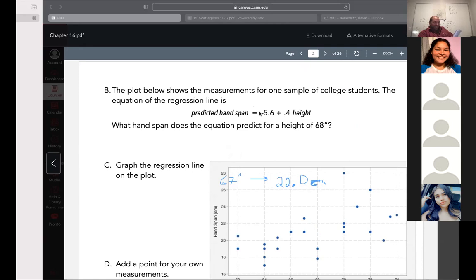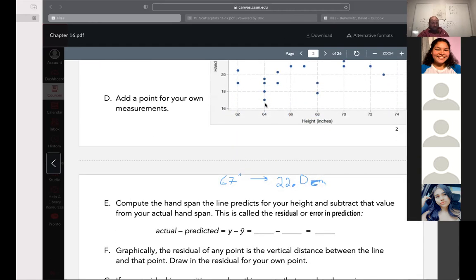what would be your predicted hand span for a height of 67 inches? What does the equation give us? Let's do the math. What is the predicted hand span for a 67-inch person? 21.2. And I had someone in chat say 21.6, but no, 21.6 is for a 68-inch person. For a 67-inch person, it should be 21.2.